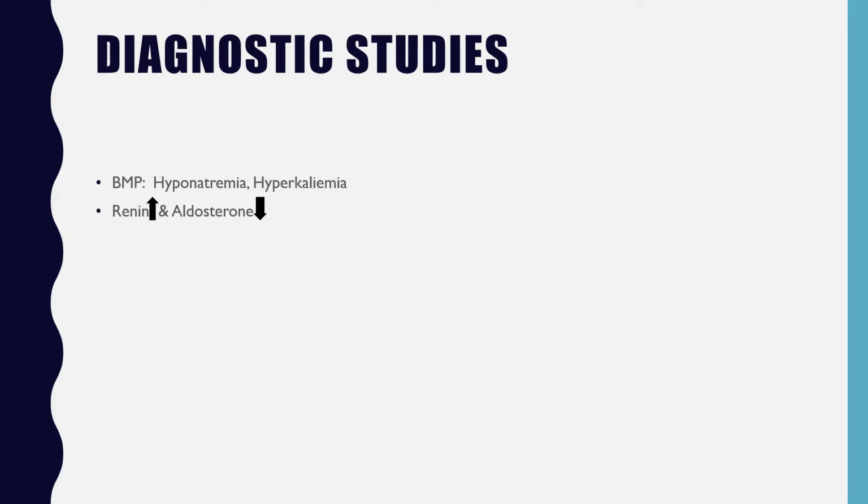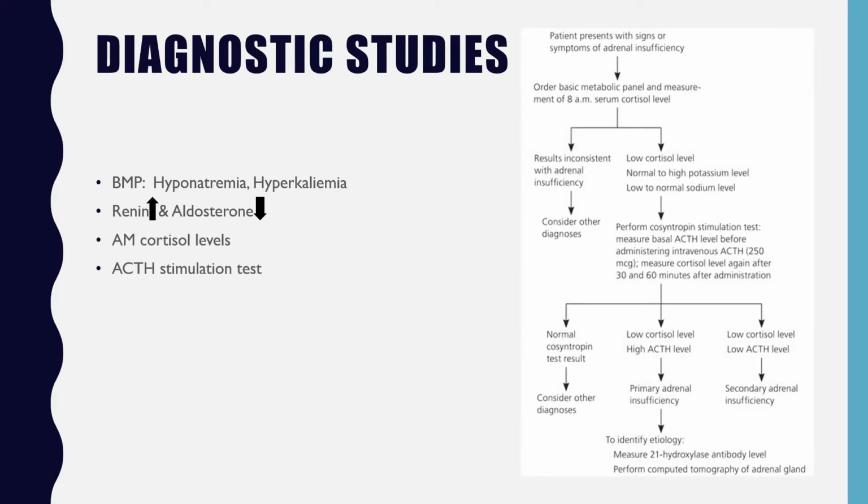Next, the diagnostic studies that are used in Addison's disease. On this slide, I have a flow chart that makes it easier, at least for me, to have everything in order. So several tests are utilized in the diagnosis of Addison's disease. A basic metabolic panel will reveal hyponatremia and hyperkalemia. The plasma renin levels will remain high while the aldosterone levels remain low.